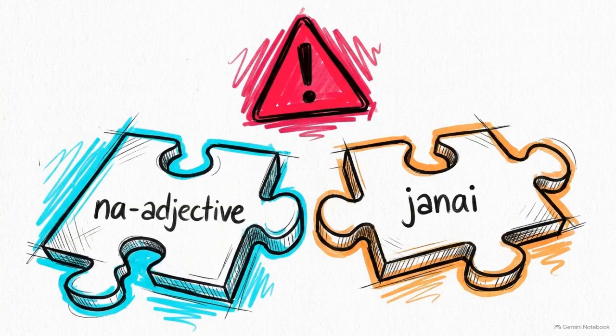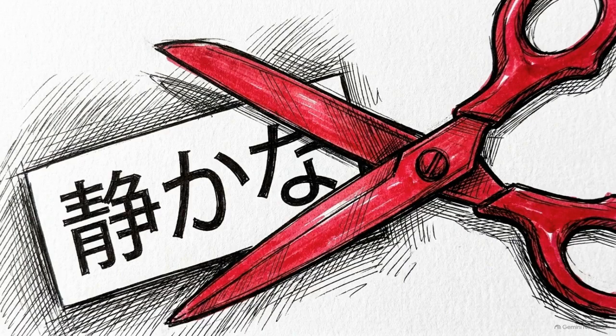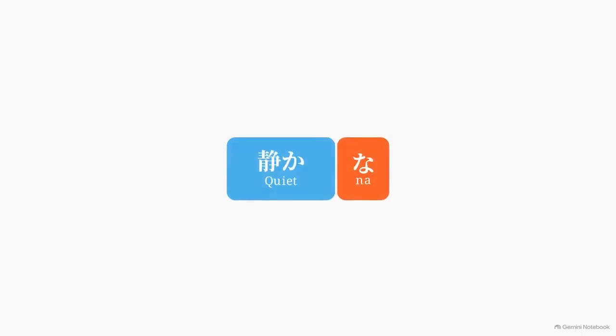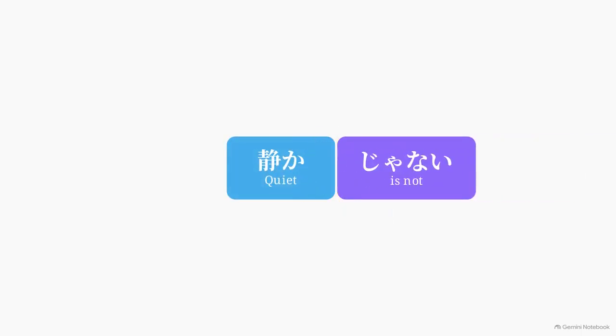But there is a catch. You cannot attach Janai directly to a na-adjective the way you do with a noun. You have to remove the trailing na sound first. Start with the word for quiet, shizuka na. We chop the na off. Then Janai snaps into place, creating shizuka Janai.